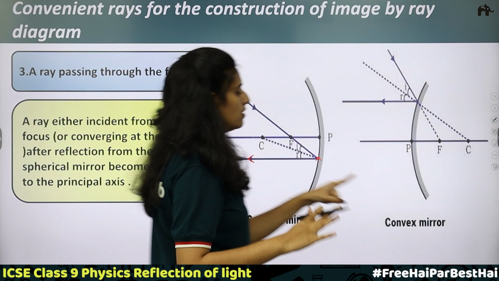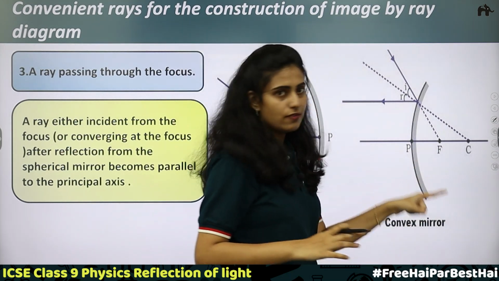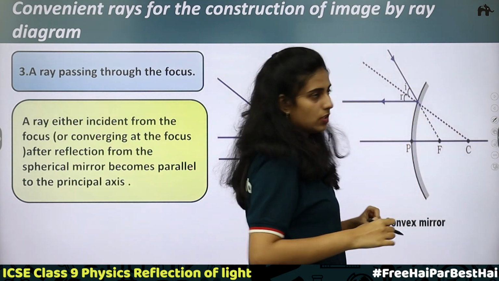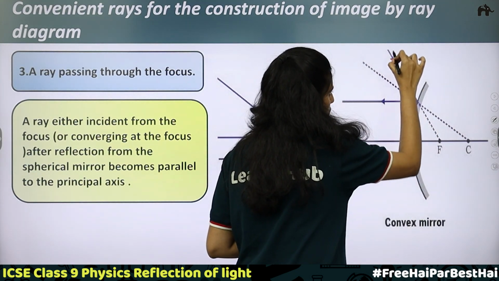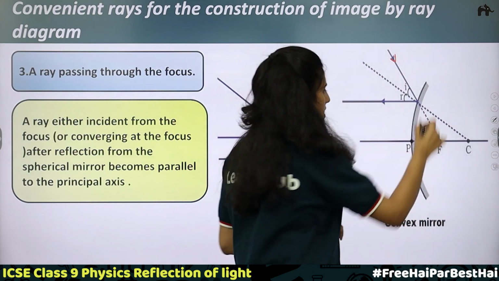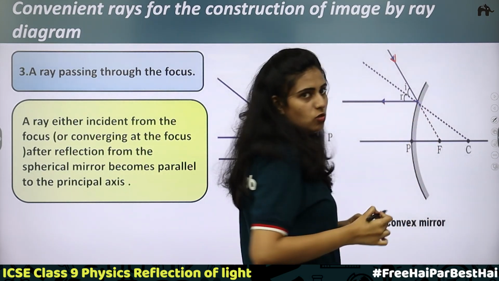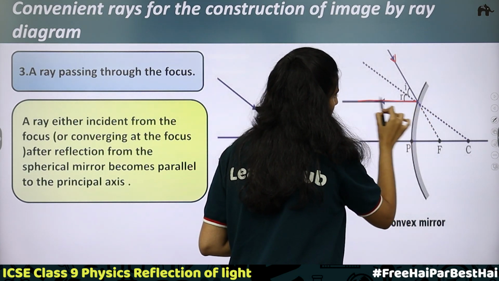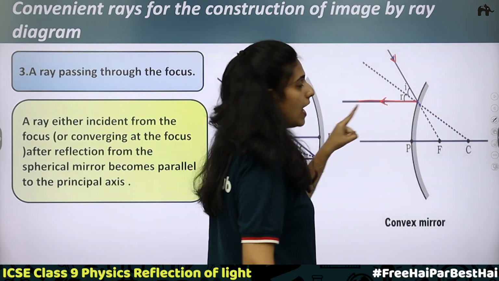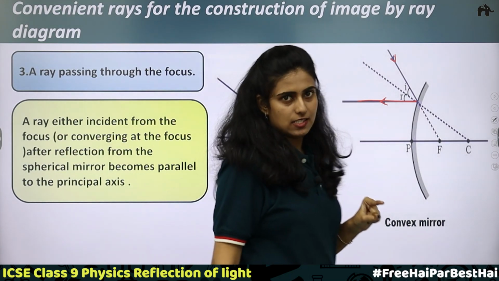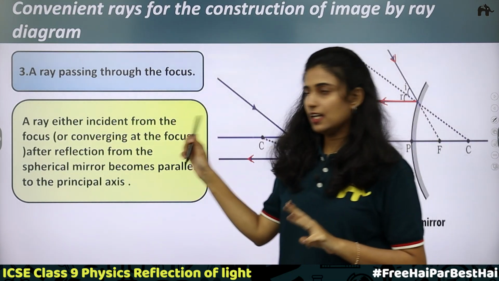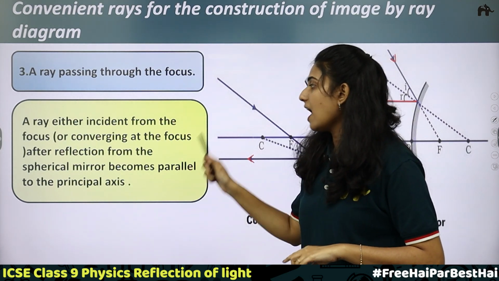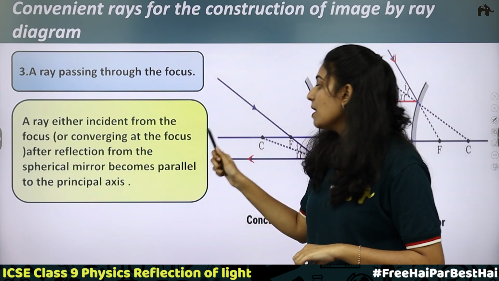Now, the case of a convex mirror. Here, the light ray is directed towards the focus. So, this is the incident light ray. It is striking the convex mirror. After reflection, what is happening? The reflected ray is moving parallel to the principal axis. So this is the third case. A ray either incident from the focus or converging at the focus, after reflection from the spherical mirror, becomes parallel to the principal axis.